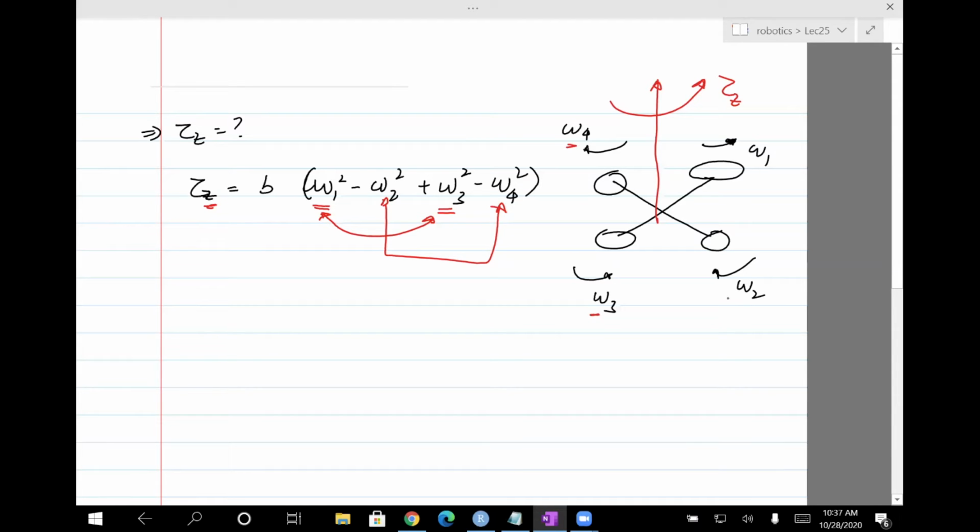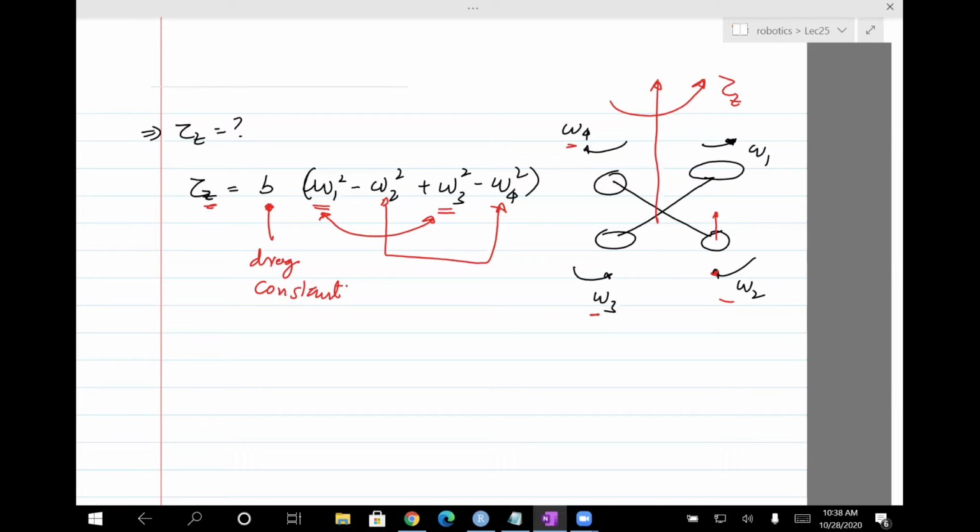Omega 2 and omega 4 are clockwise viewed from top, and the difference between the two is what is causing the yaw. And this constant b is a different constant, not k. So it's not the same phenomenon that causes the lift. The lift is only due to moving the object up or down, but here there's a new constant b, and it's called the drag constant, which is an empirical factor found by doing an experiment. Okay, so those are the external torques induced by these motors.